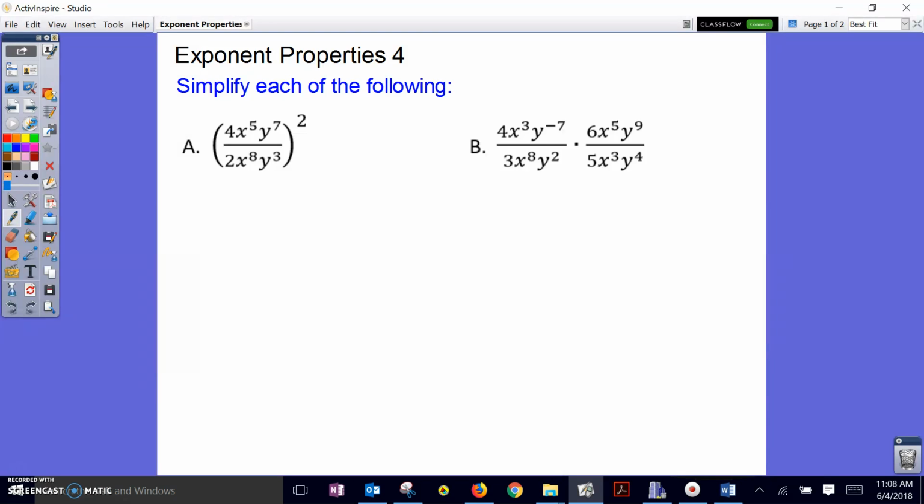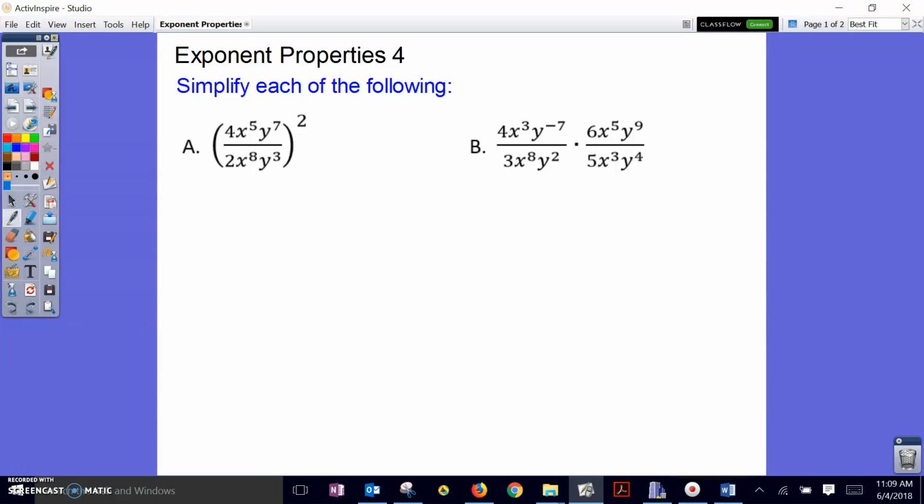In this video, we're just going to walk through a few examples where we need to apply many, most, or even all of our exponent properties that we've learned in order to simplify an expression. So let's start with the first one. We're going to simplify this quantity.